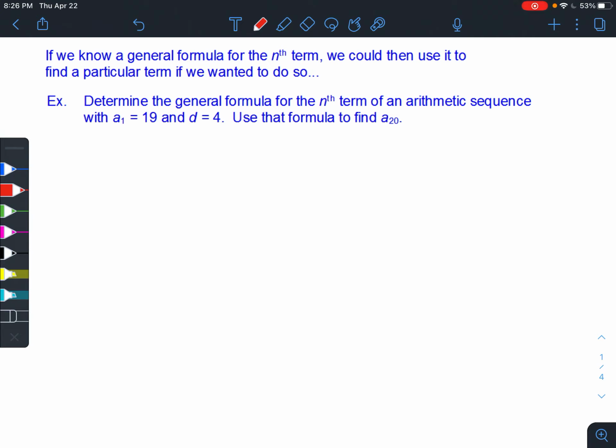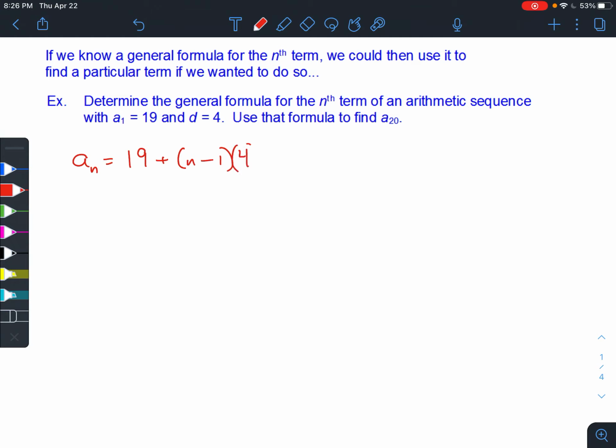So here we go. Determine the general formula for the nth term of an arithmetic sequence with a sub 1 equals 19 and d equals 4. Okay, so similarly to what we had last time, I've got my nth term formula, and in this case I'm just going to go straight to plugging in numbers. So I've got 19 as my a sub 1, and again I don't know my n yet, because I want to come up with a formula first, and then I'll do something with that a sub 20. And again, the d in this case, they're just blatantly telling us that's a 4.